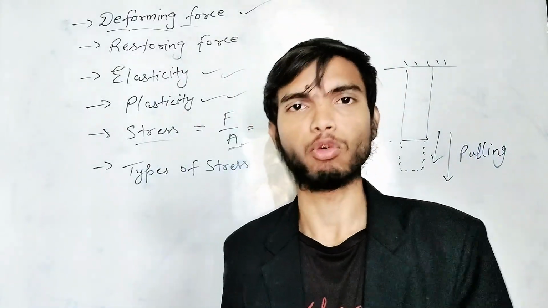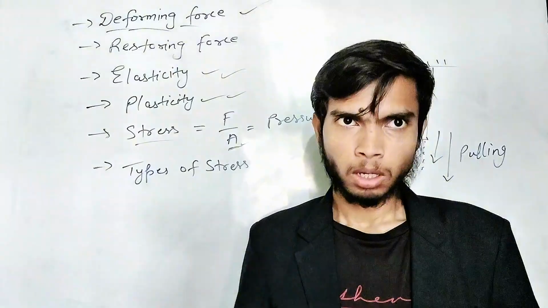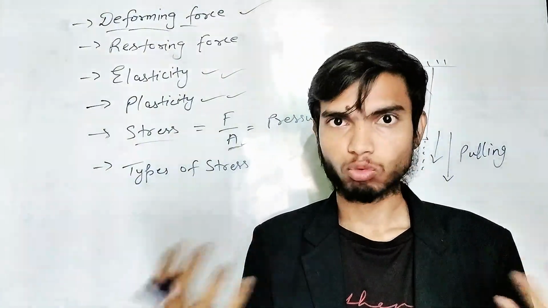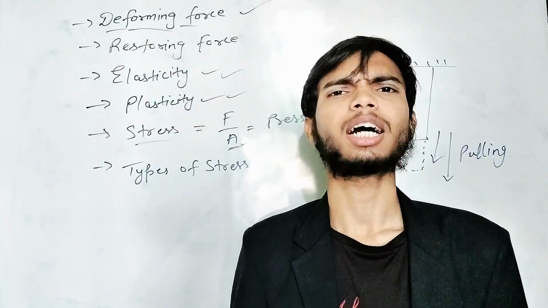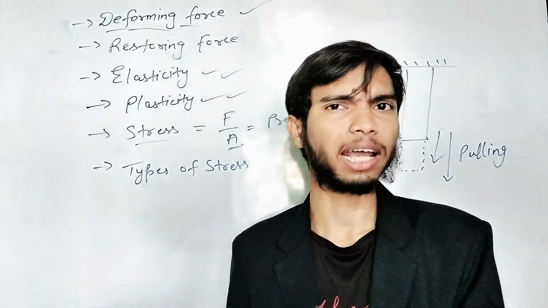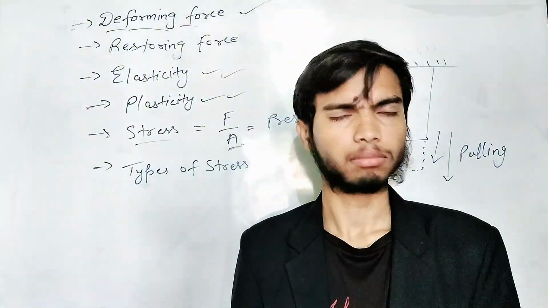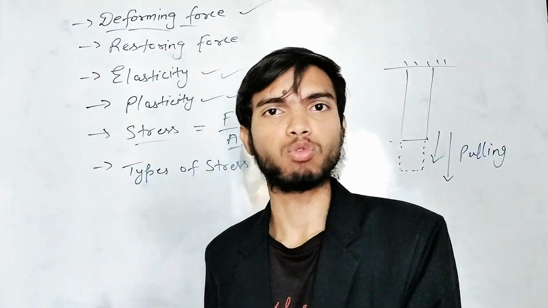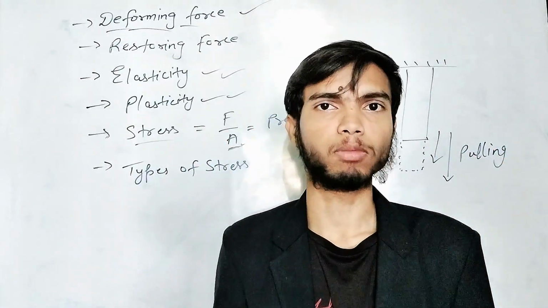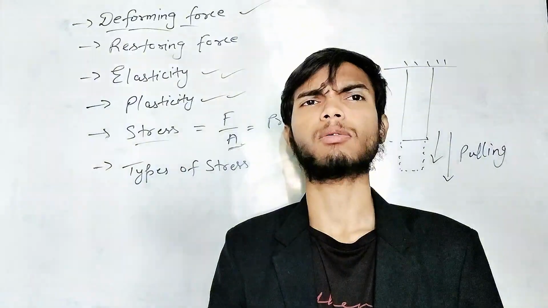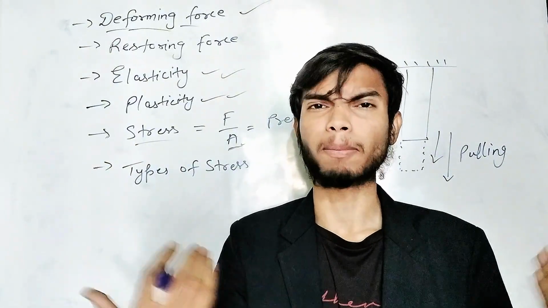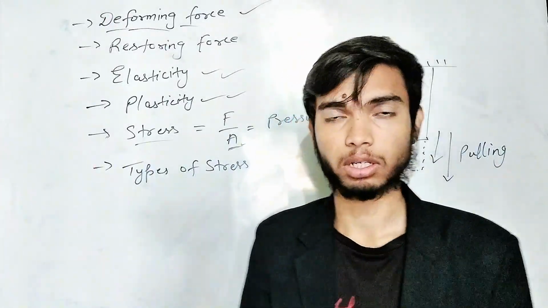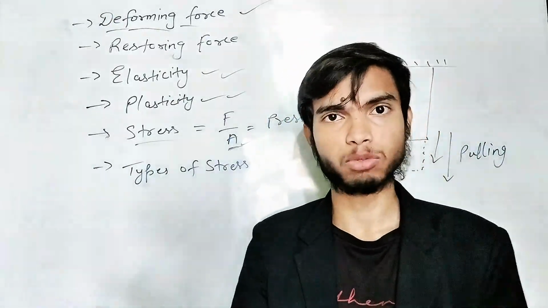Now, volumetric stress. It is related to volume. Volumetric means volume. There is a body which has a shape, and has a space, and space means volume. The body can hold anything. So volumetric is related to volume, and we apply force on a solid volume. You will see that the solid will apply restoring force to regain its original configuration. How much? F upon A. For all the types of stress, the formula is the same.